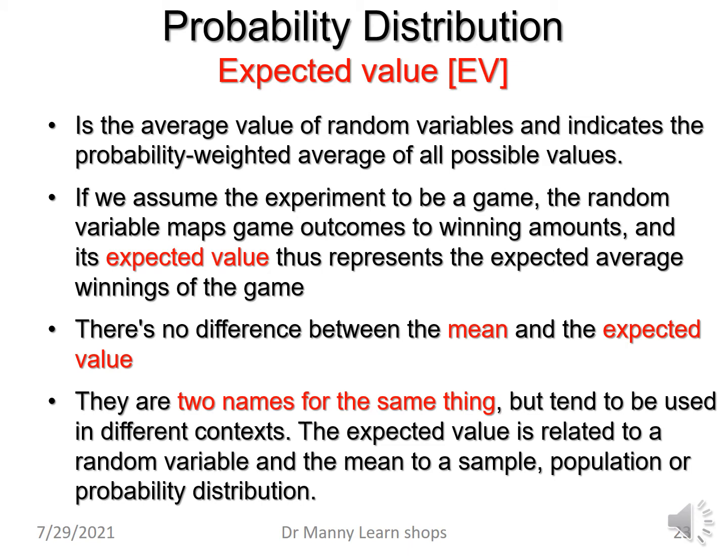When we look at probability distribution, we have to look at what is called the expected value. The expected value is the average value of a random variable, and it indicates the probability weighted average of all possible values. If we assume the experiment to be a game, for example, the random variable maps game outcome to winning amounts, and its expected value thus represents the expected average winnings of a game. Now, there's no difference between the mean and the expected value. They are two names for the same thing, but tend to be used in different contexts. The expected value is related to the random variable, the mean to a sample population or probability distribution. But basically, they're the same thing.